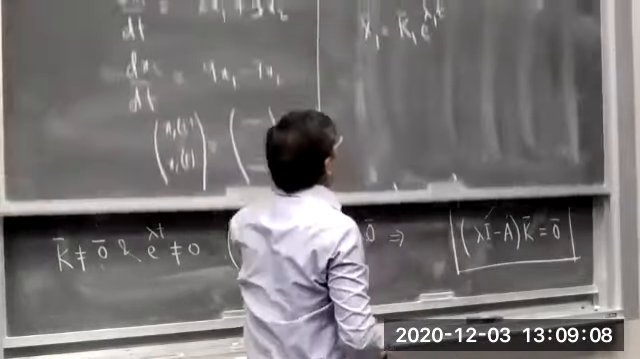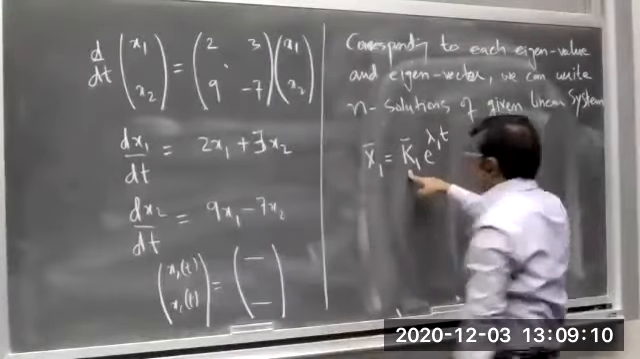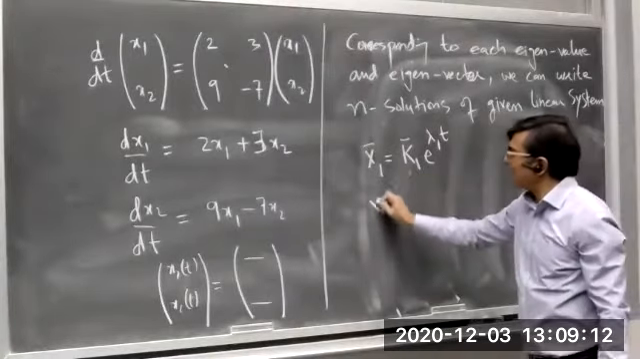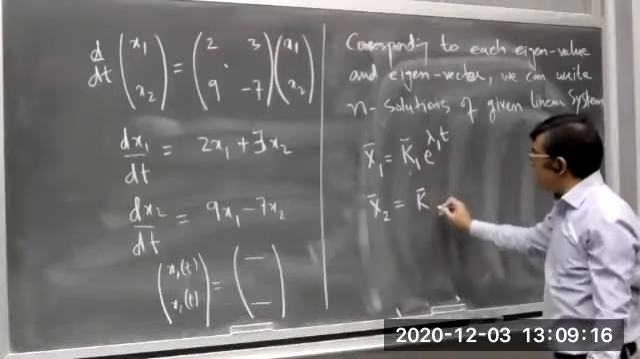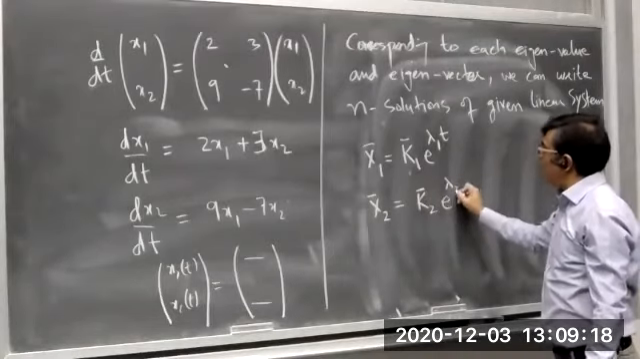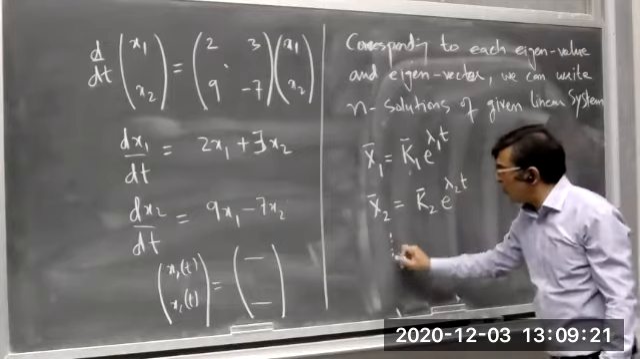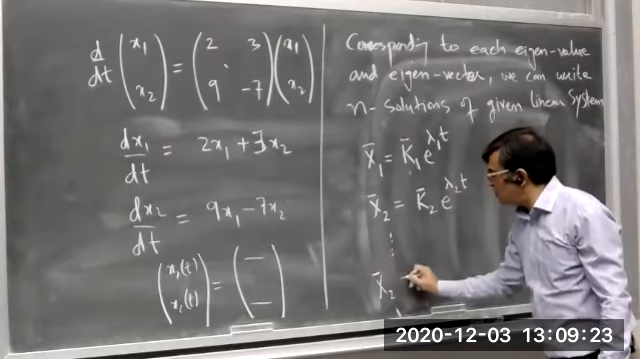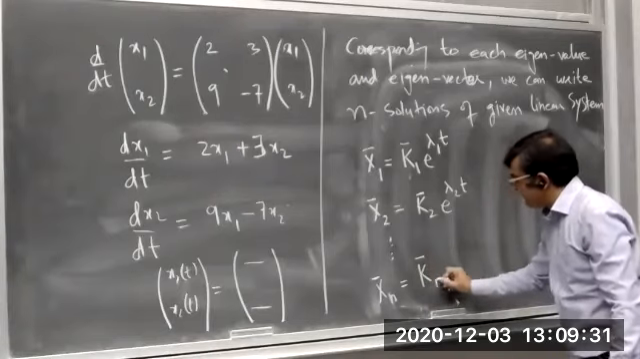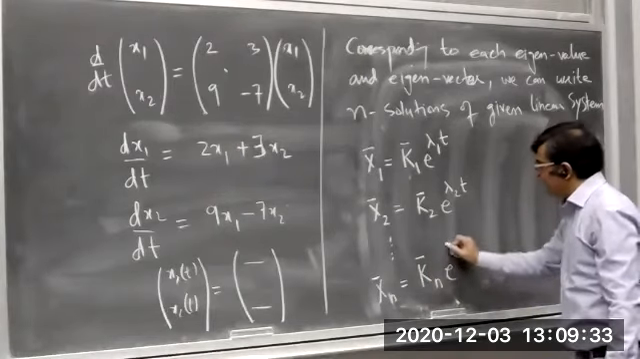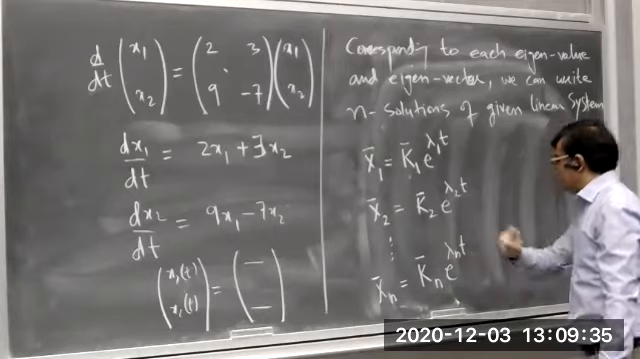So we write here x1 is of this form. x2, we say, is another solution which is k2 vector e raised to the power lambda 2 t, and so on. xn vector is a solution which is kn vector times e raised to the power lambda n t.